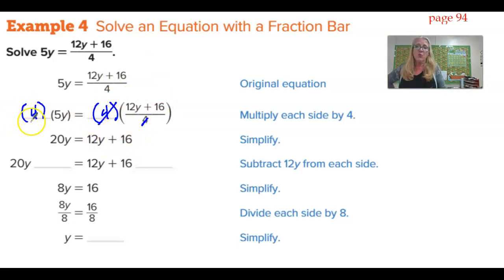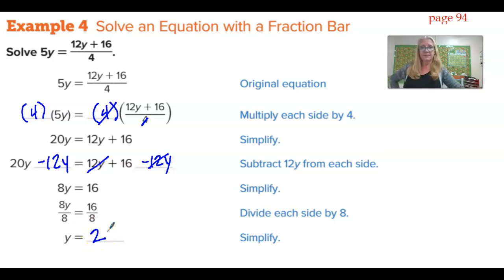On the left, we did 4 times 5y is 20y. Now we have 20y and 12y. I want to get rid of the smaller variable, so I'm going to subtract 12y from both sides. And that gives me 8y on the left. On the right, these cancel out as planned, and I have 16. My final step then is to divide both sides by 8, and I get y is 2. Hang on, there's more fun to come.